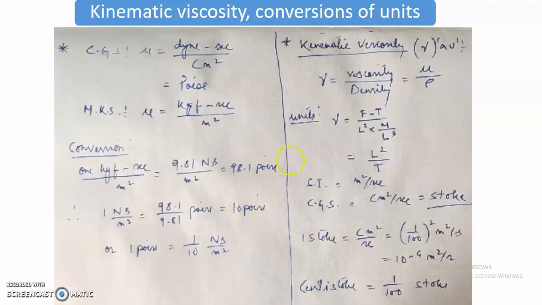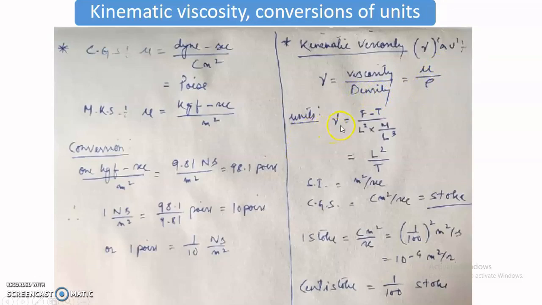So let's continue with the next viscosity, which is called kinematic viscosity. And we represent this kinematic viscosity by the Greek letter nu, as you can see from here. And how do we define this one? It is defined as the ratio of dynamic viscosity upon density, and by density we mean here the mass density. So mathematically it becomes mu by rho.